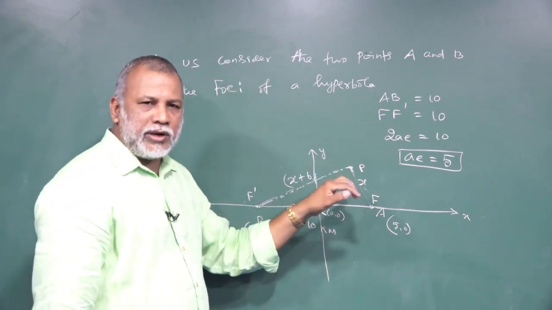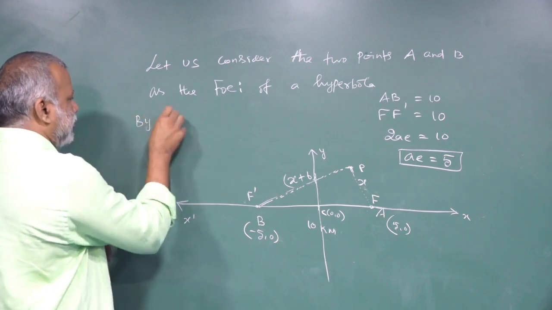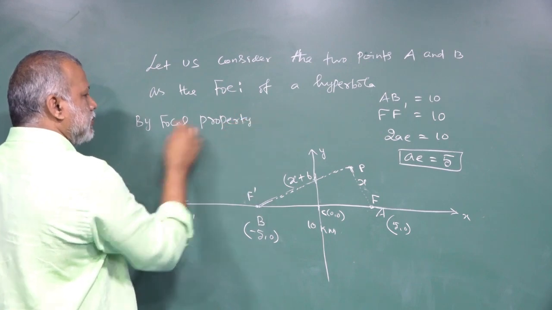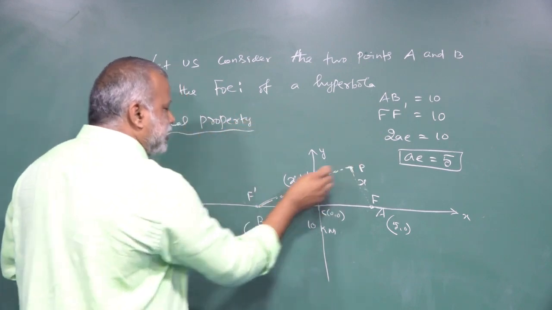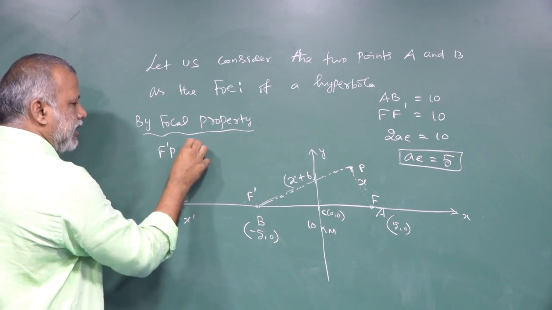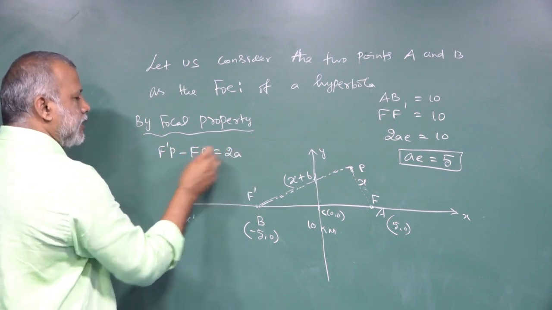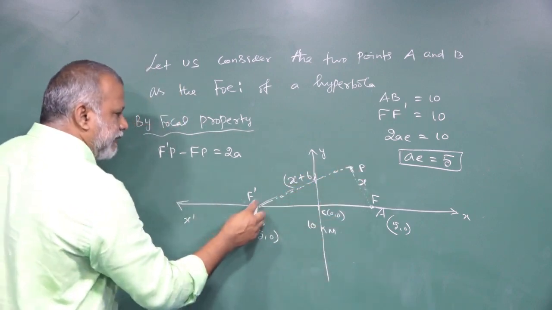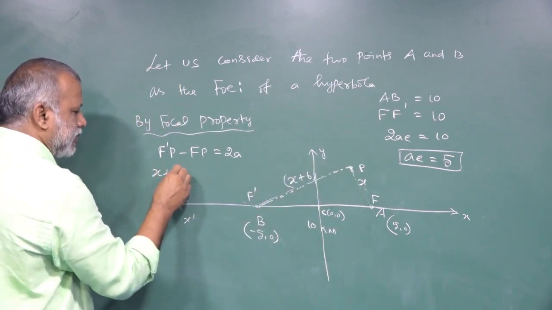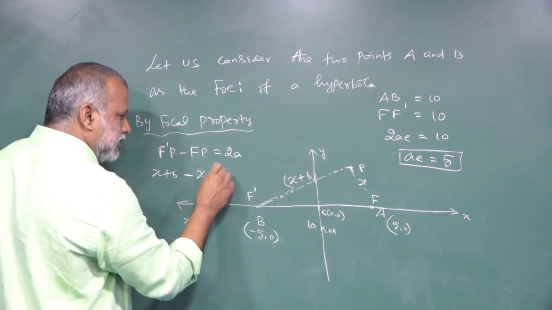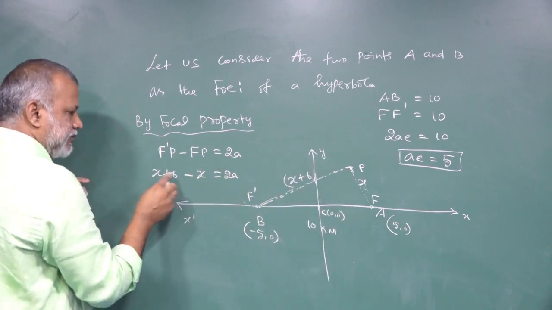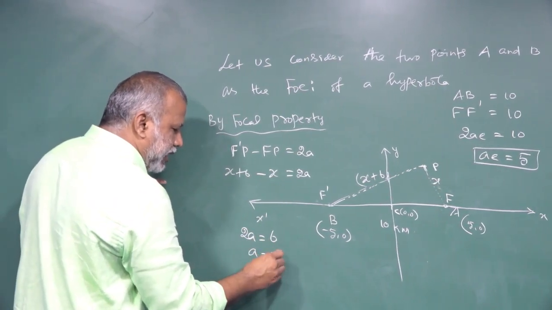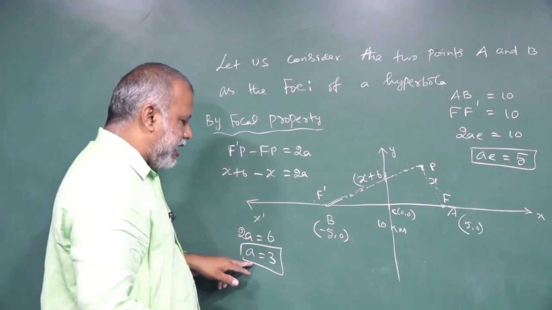After that, we are having the focal property. By the focal property, F dash P minus FP equals 2a. Because it is the higher distance, F dash P comes first. So F dash P is x plus 6, minus FP, which is x, equals 2a. So x will be removed, and we get 2a equal to 6. From that, a equals 3. Listen, we are getting a equal to 3.